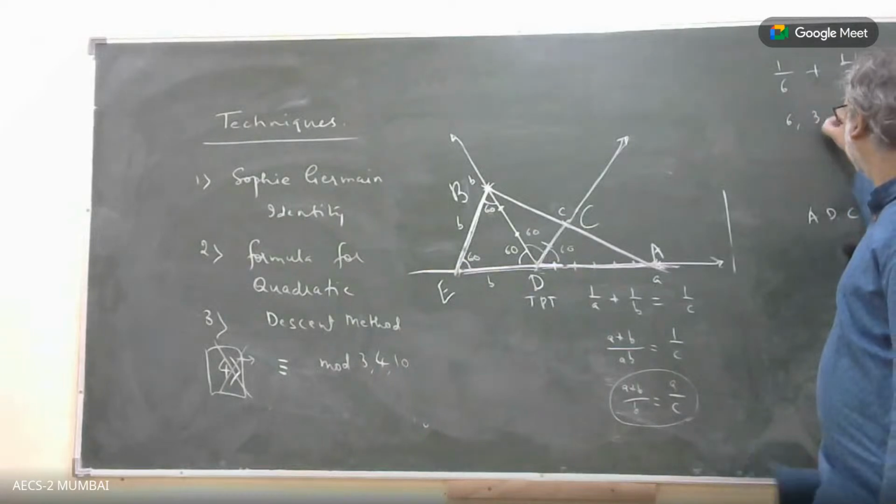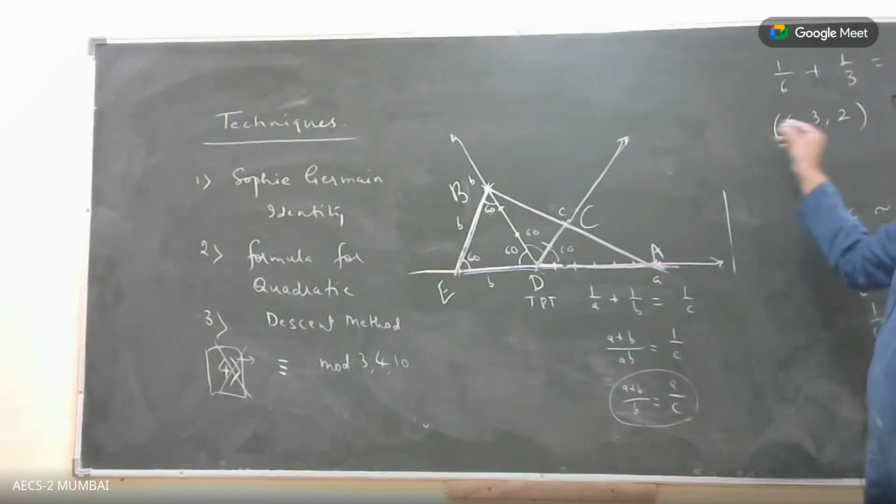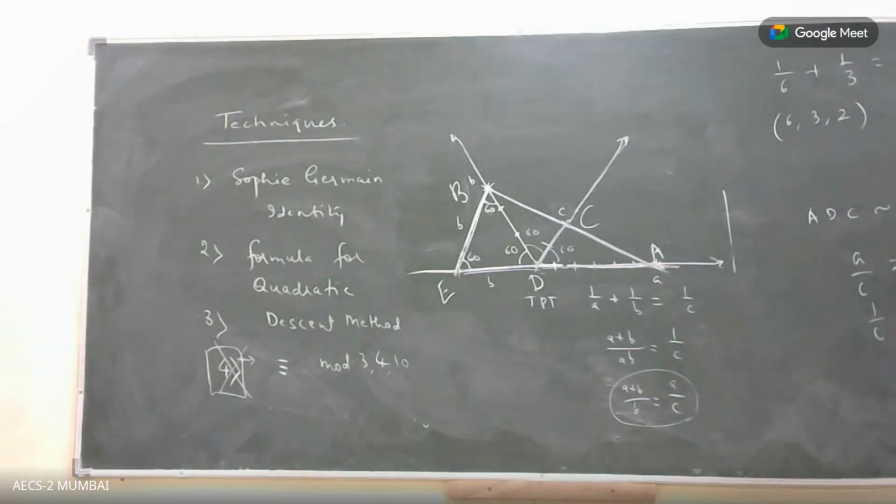Now 6, 3 and 2 together, what is the GCD, the common factor? What common factor will come in all three? What is the common factor between 6, 3 and 2? In all three, 6, 3 and 2. Yes. So this is 1, right?